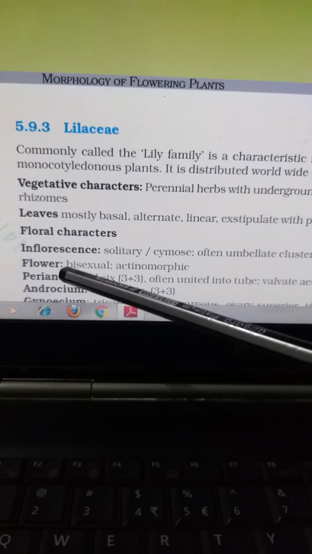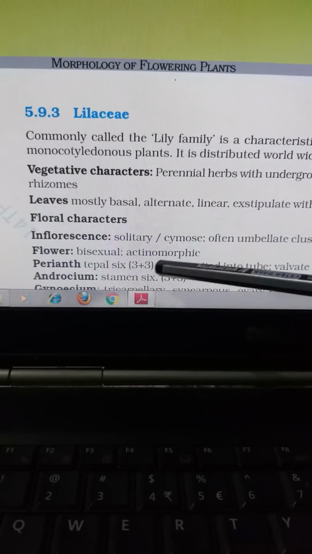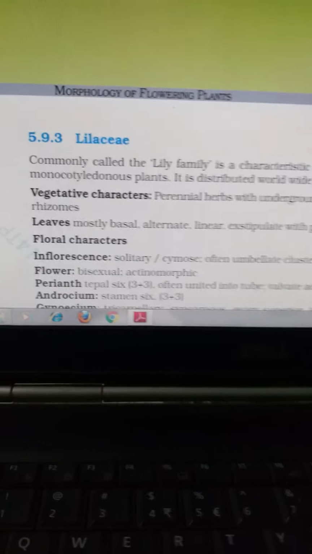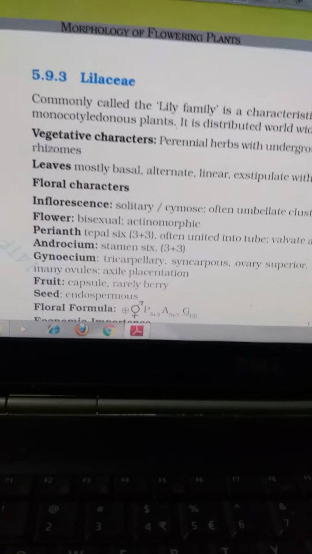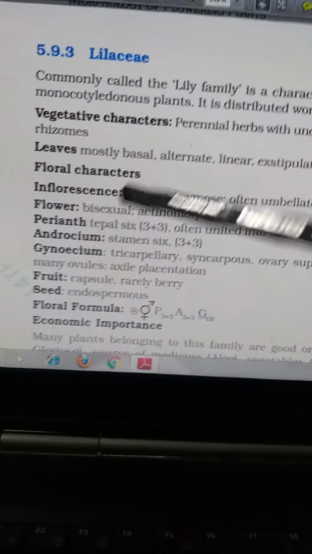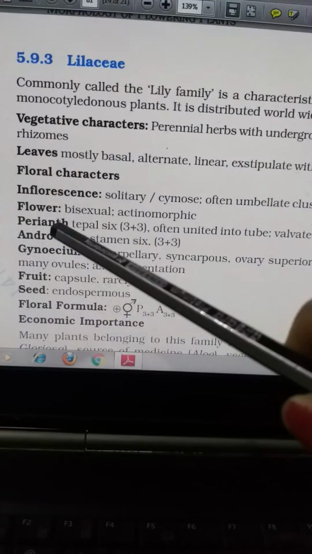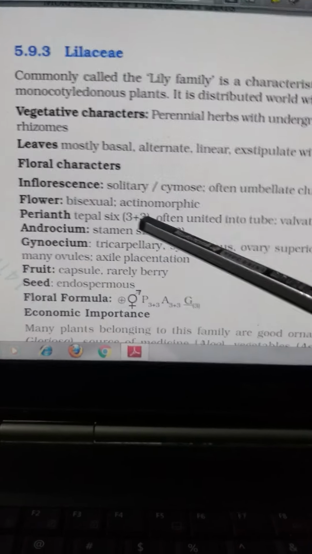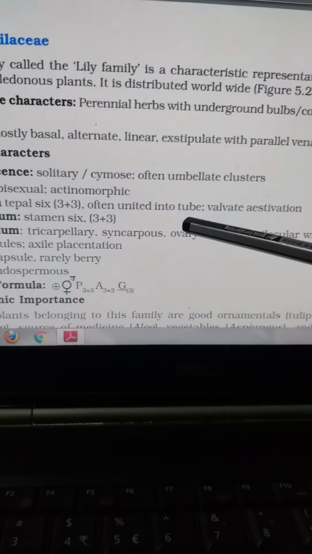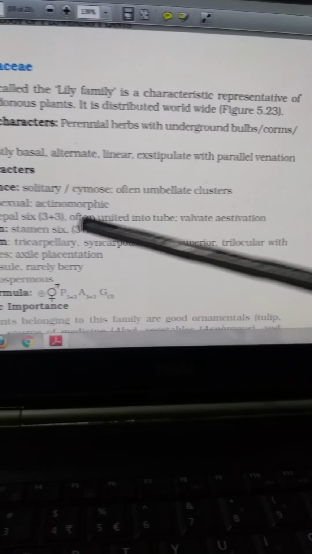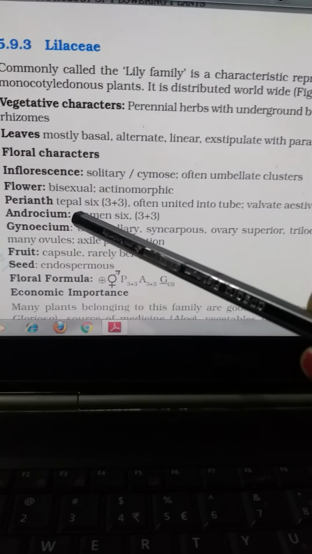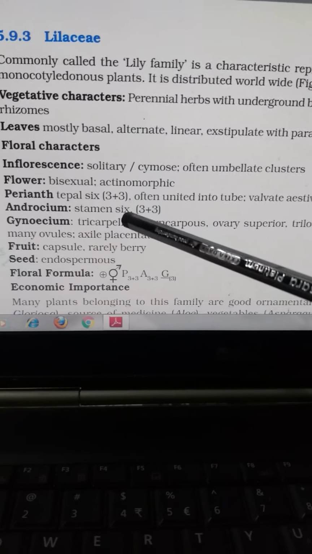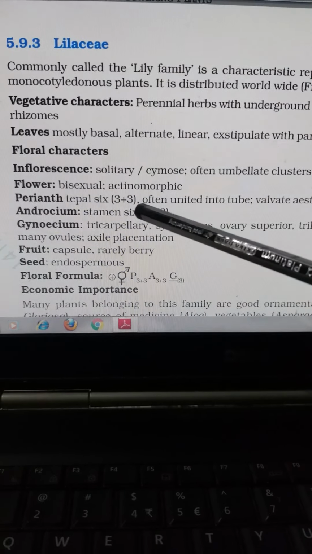Okay. Now the plant is bisexual, actinomorphic. Now they have a perianth. What is perianth? Since it is a monocot, you cannot basically distinguish the sepal and the petal. So perianth tepals are 6, 3 plus 3, united into a tube-like or valvate aestivation. For example, Polianthes tuberosa, the Rajnigandha flower. The stamens are 3 plus 3, diadelphous.